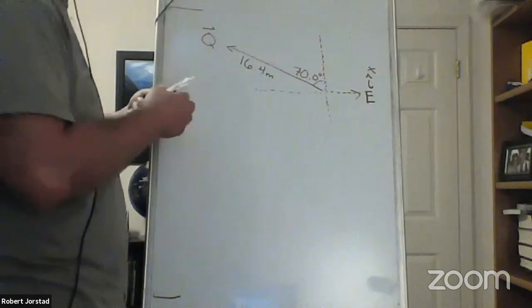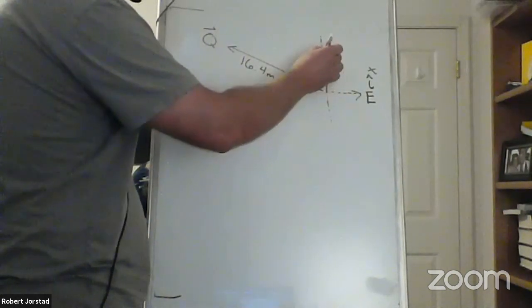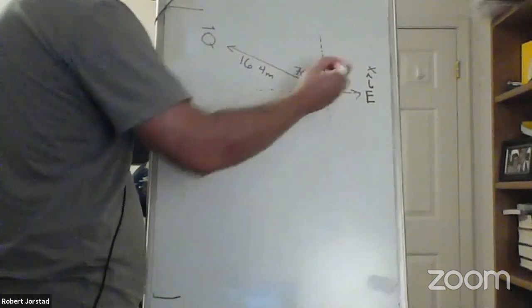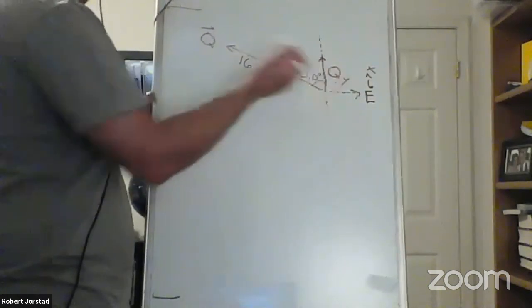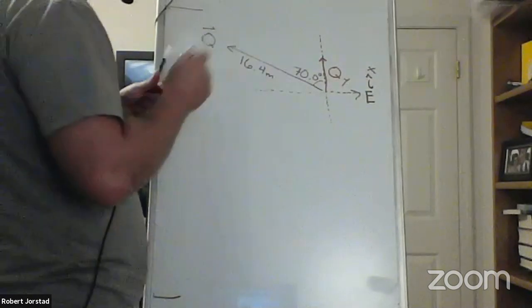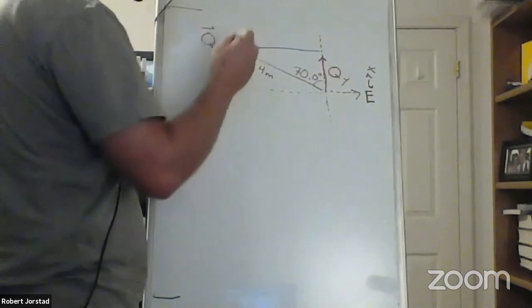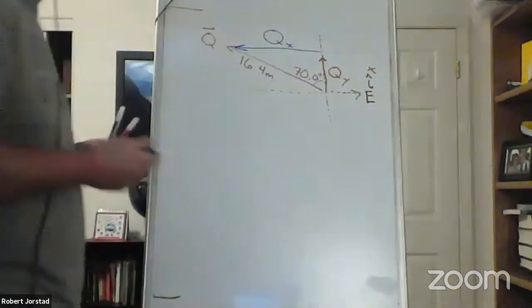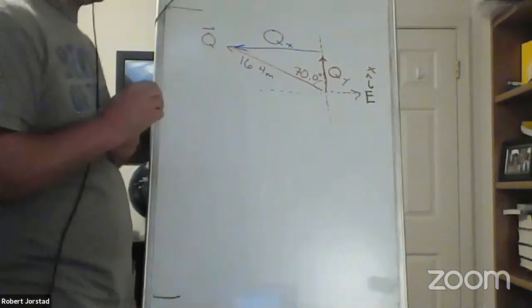Now, here's the thing. There's going to be some vertical component this way, and that's going to be the amount of Q in the Y direction. So that's going to be called Q subscript Y. There's also going to be some Q subscript X. And so we see now that we've got two components, QX and QY.